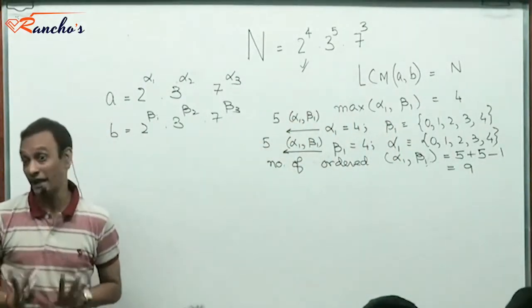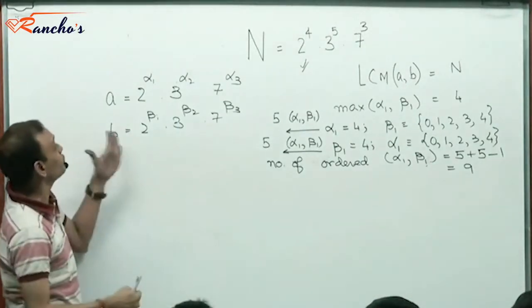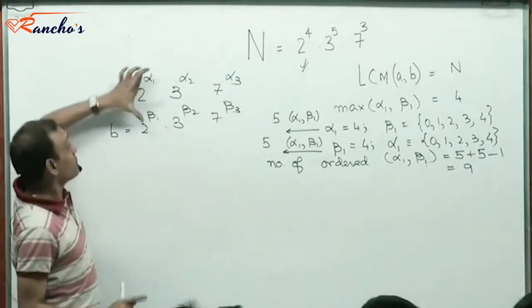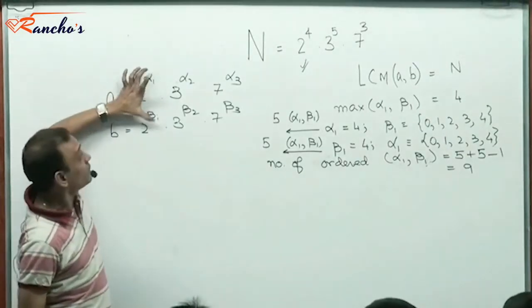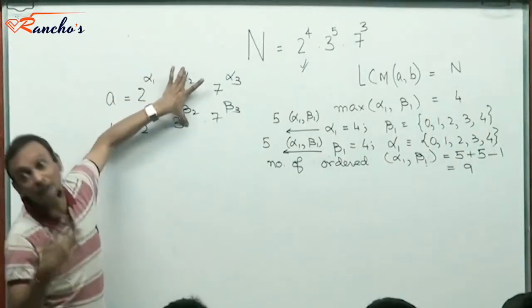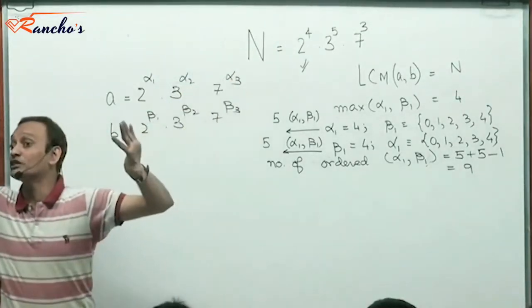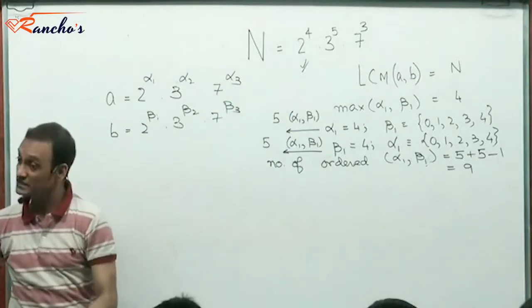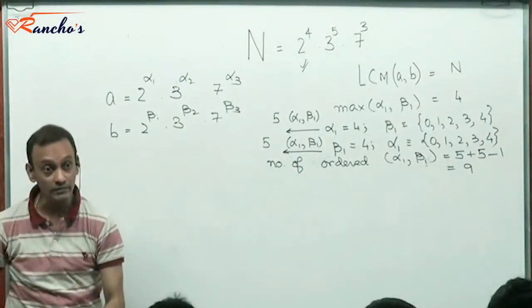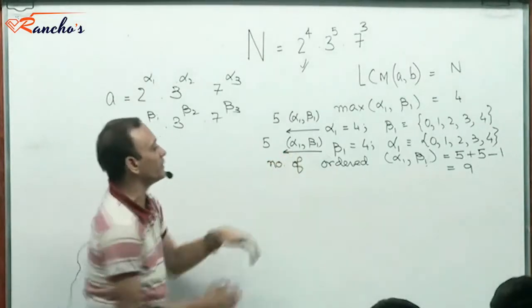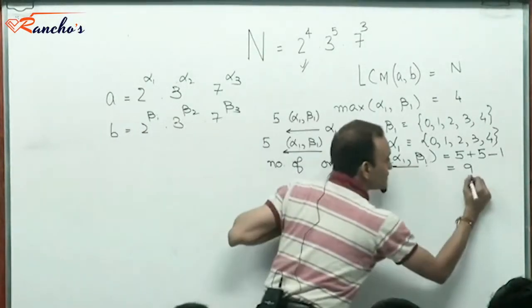See, why am I selecting ordered alpha 1, beta 1? Because I am looking upon AB as different from BA. That's why the number of ordered alpha 1, beta 1 into the number of ordered alpha 2, beta 2 that could be selected into the number of ordered alpha 3, beta 3 that could be selected is what I am seeking. How's that? So the number of ways in which alpha 1, beta 1 can be selected is 9.